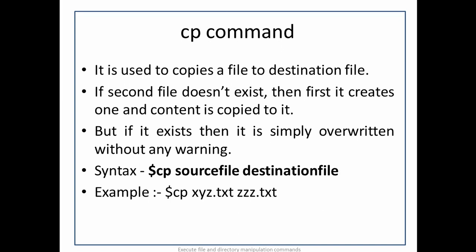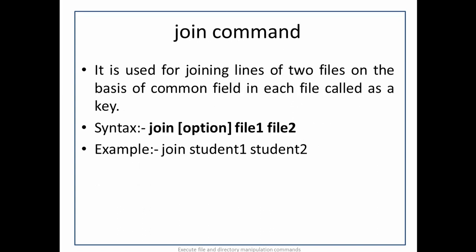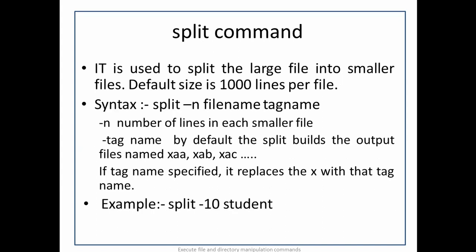cp command. It is used to copy the content of the source file to the destination file. If the second file does not exist, then first it creates it and then copies the content. But if it exists, then it simply overwrites it without any warning. The syntax is cp source file name and destination file name. Join command. It is used for joining the lines of two files on the basis of a common field. The syntax is join option file 1 and file 2, which will join on a common key column.